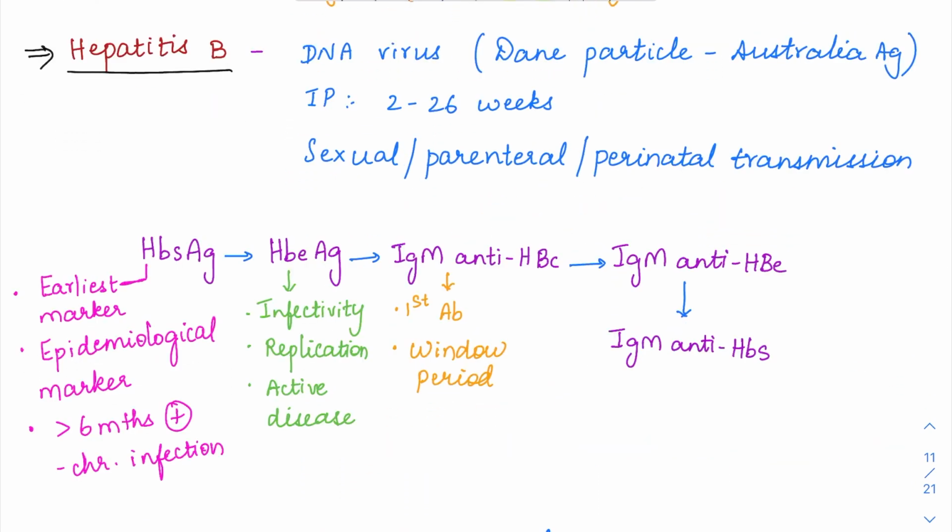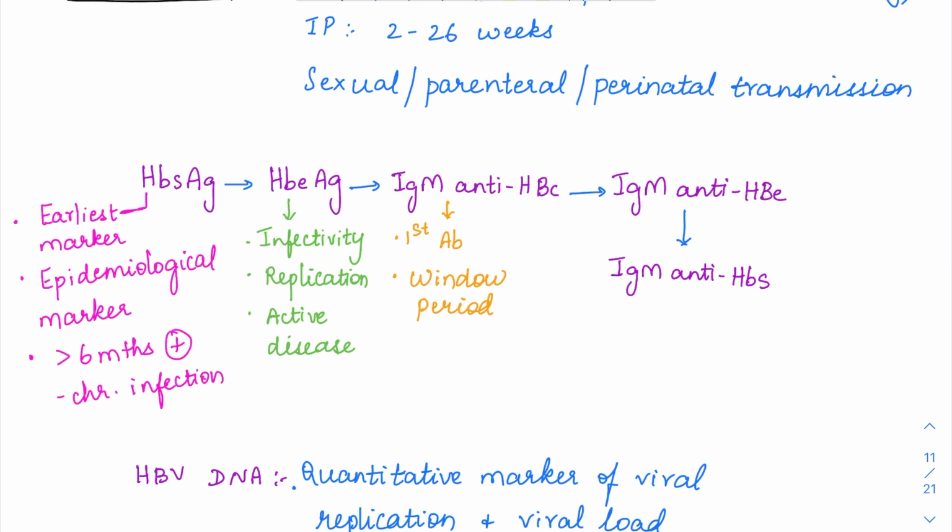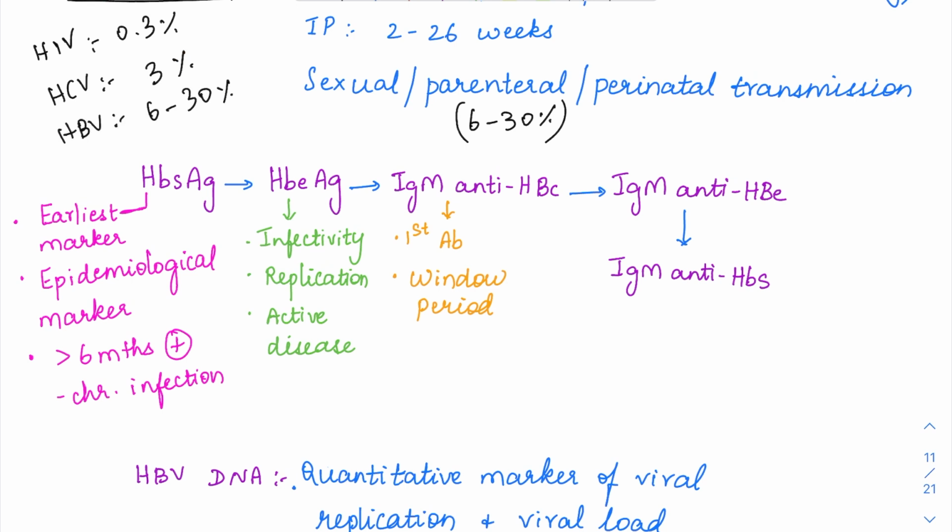Then we'll move on to hepatitis B infection. Hepatitis B is a DNA virus, and here it is going to be transmitted by sexual, parenteral or perinatal vertical transmission also. During parenteral transmission, especially needle stick injury, you'll have to remember this. During needle stick injury, the risk of acquiring hepatitis B is going to be 6 to 30%, the maximum risk. In HIV, it was 0.3%, while in HCV, it is nearly 3%, while in HBV, it is 6 to 30% risk of transmission in needle stick injury.